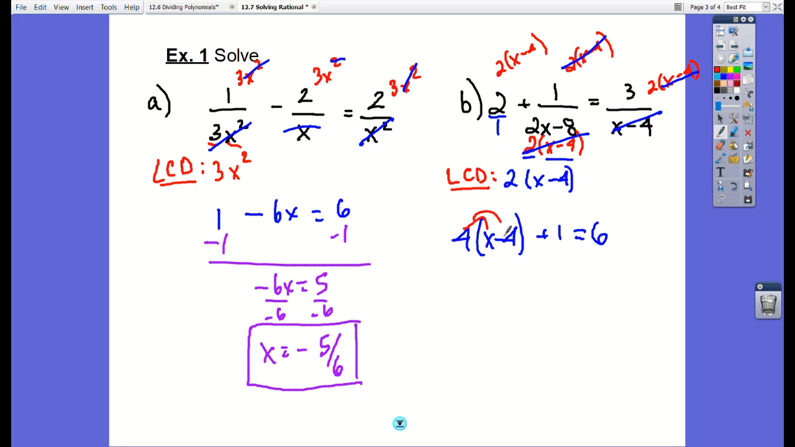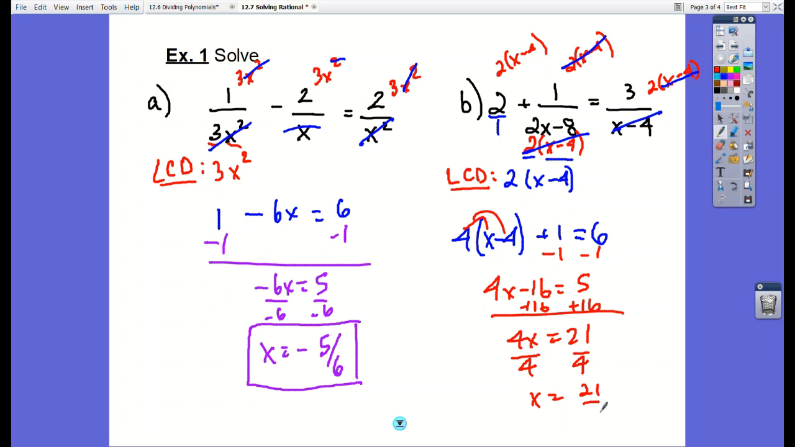We'll then distribute and then start combining like terms. The 4x minus 16 is 5. Add 16, 4x is 21. So x is 21 over 4. Then do a quick mental check. Your excluded value in this problem is 4. Our answer is not 4, so we're okay.